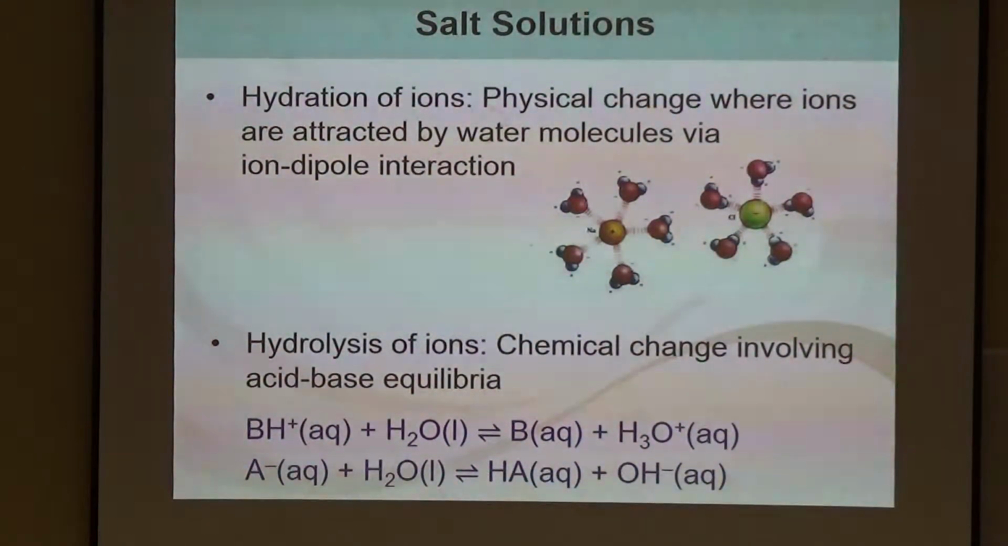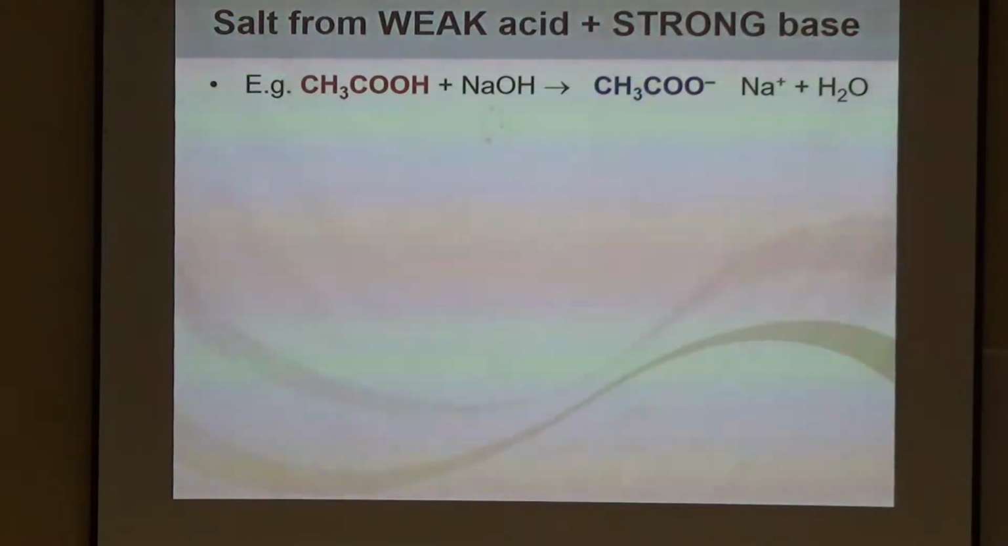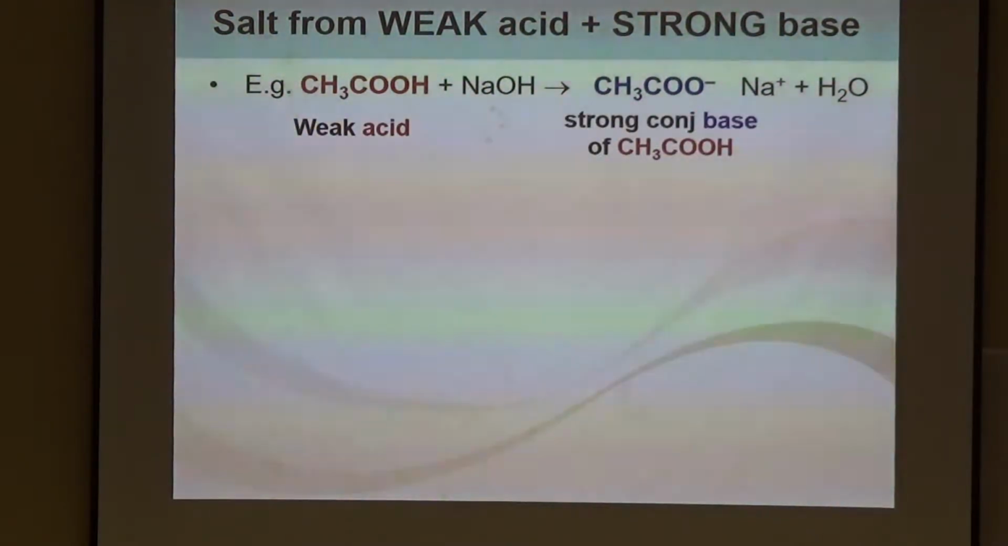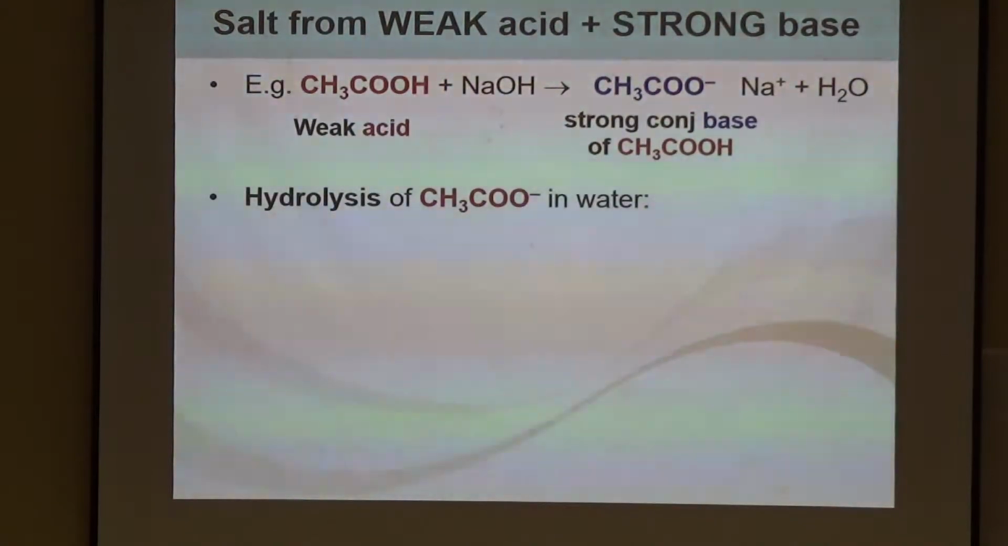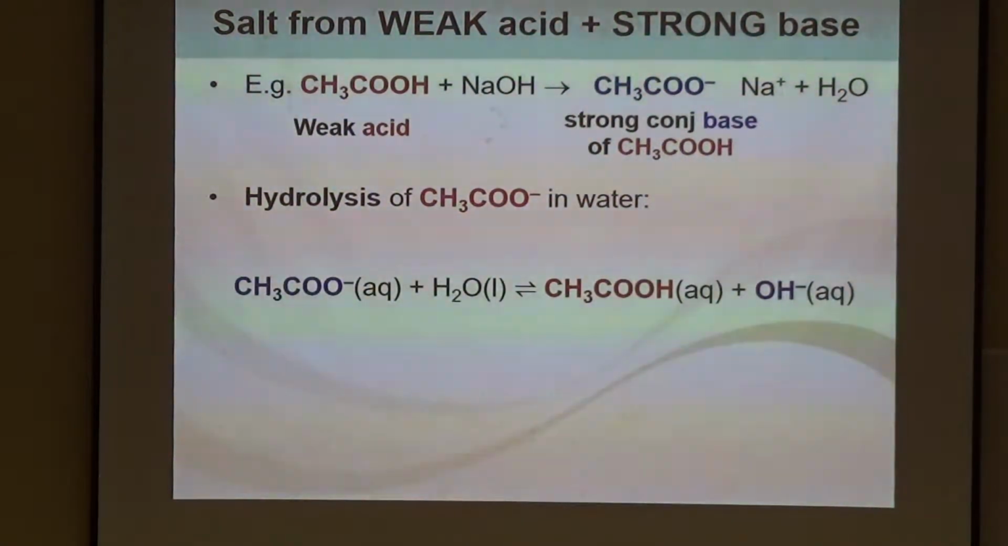Now, let's take a closer look at this. For example, you have ethanoic acid, which is a weak acid, reacting with a strong base. Therefore, you get CH3COO- plus H2O. This is written as a single arrow. It generally is irreversible. However, in water, the CH3COO- can react with water and get back CH3COOH plus OH-.